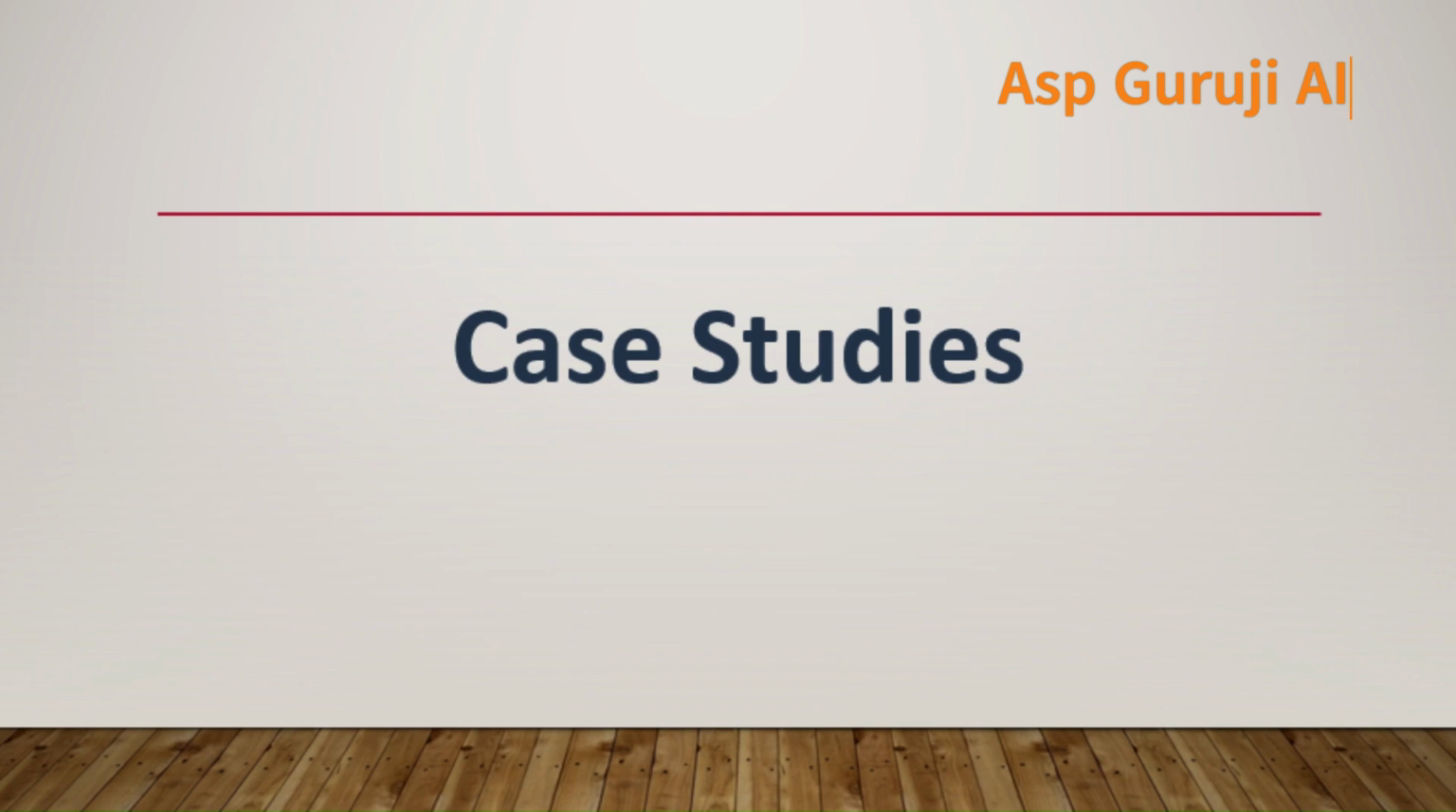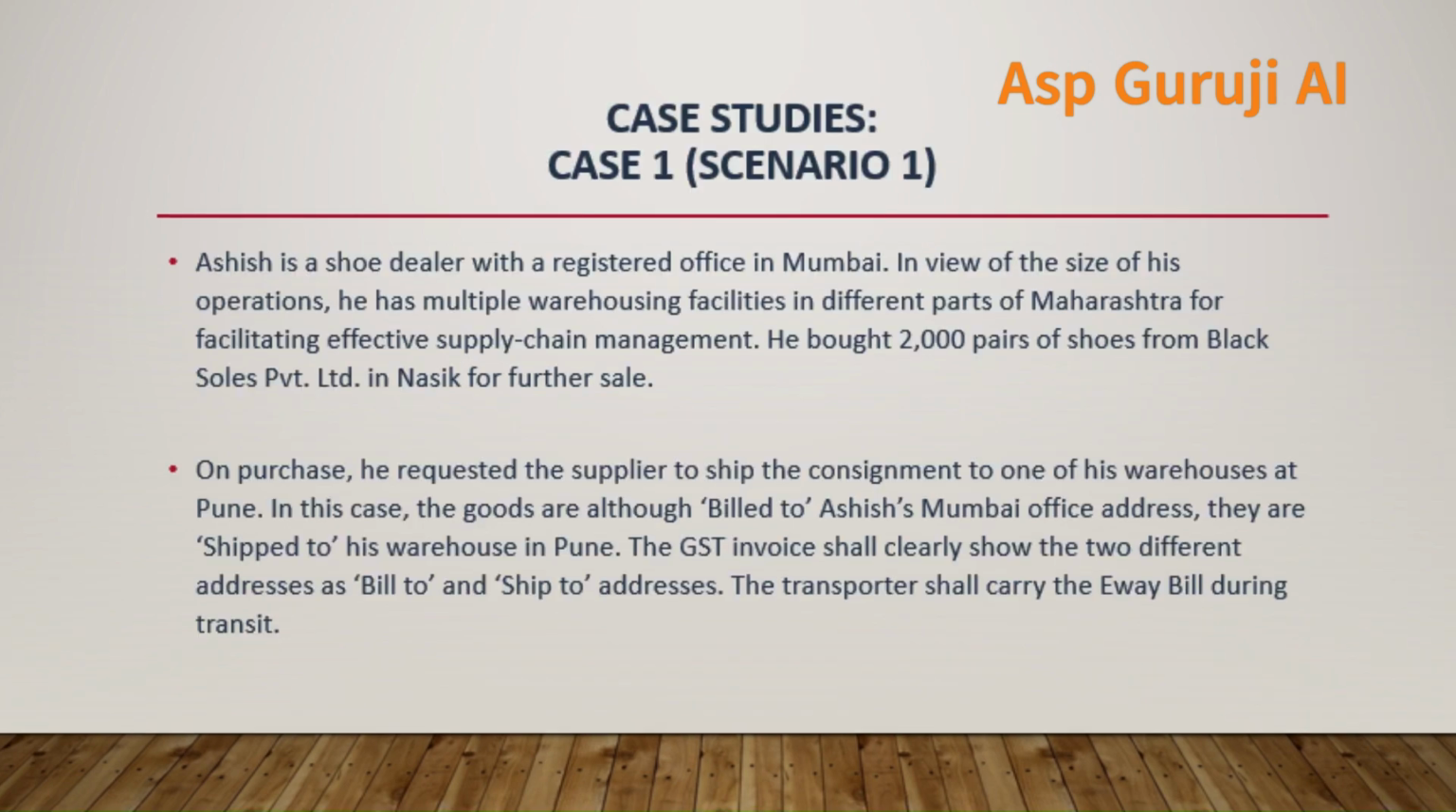Case studies. Case 1, Scenario 1. Ashish is a shoe dealer with a registered office in Mumbai. In view of the size of his operations, he has multiple warehousing facilities in different parts of Maharashtra for facilitating effective supply chain management. He bought 2,000 pairs of shoes from Black Soles Private Limited in Nasik for further sale. On purchase, he requested the supplier to ship the consignment to one of his warehouses at Pune.